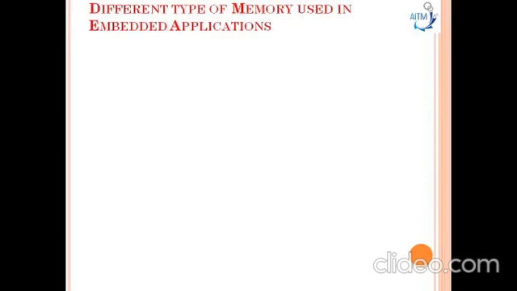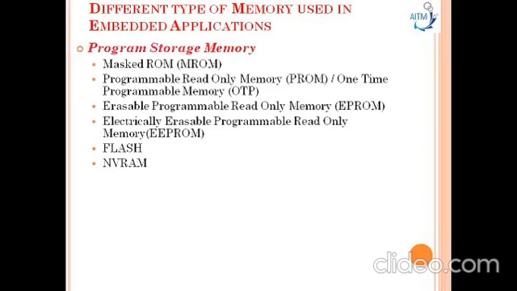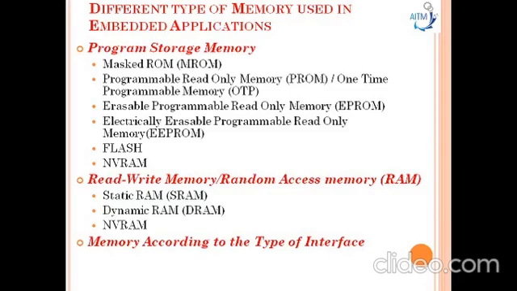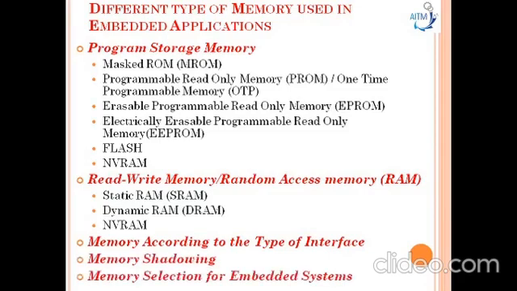Then going on to the different types of memory used in embedded systems. The types of memories used in embedded systems are the program storage memory, then read-write memory, random access memory, and the memory according to the type of interface, memory shadowing, then memory selection for embedded systems here. Now the first type is the program storage memory. As the name indicates, this memory stores the program or code here. There are different types of program storage memory. These memories can be volatile or non-volatile.